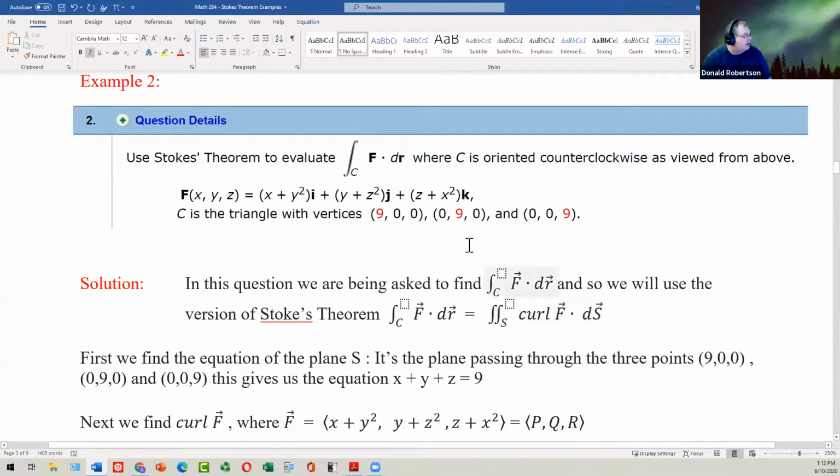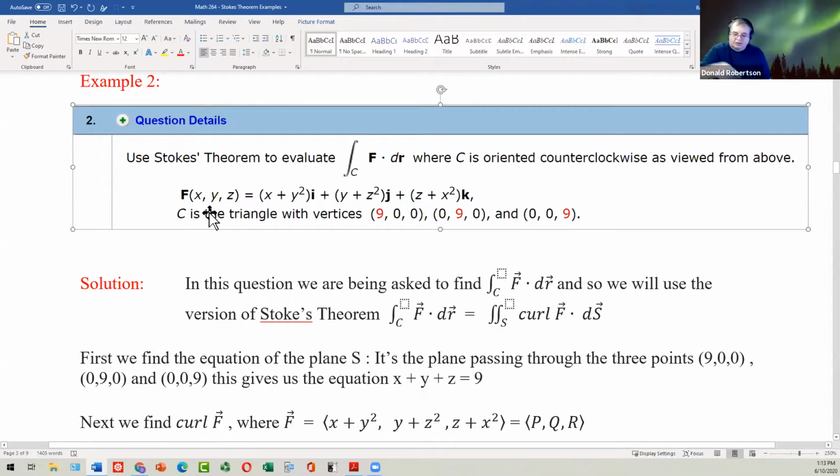Well, let's see what we have. We have a vector field f, which is given by this, and we have the c, which is basically the path, and it's a triangle, and these are its 3 vertices. So if you imagine drawing that triangle in 3D space, it would basically be a little triangle wedged in the corner of the XYZ axes, right? Up at 9, down at 9, across at 9. You imagine that little triangle? That's what that C would be, the outside of that triangle.